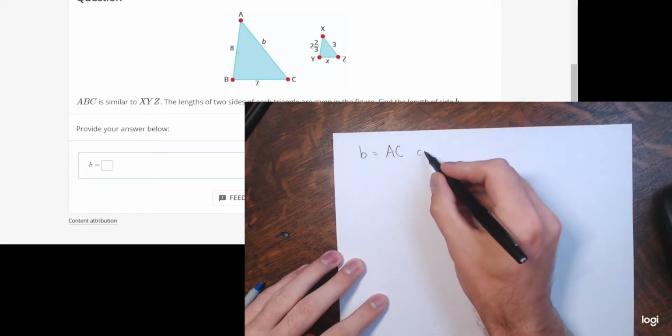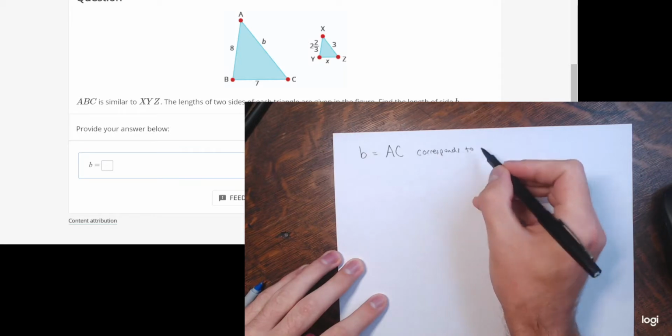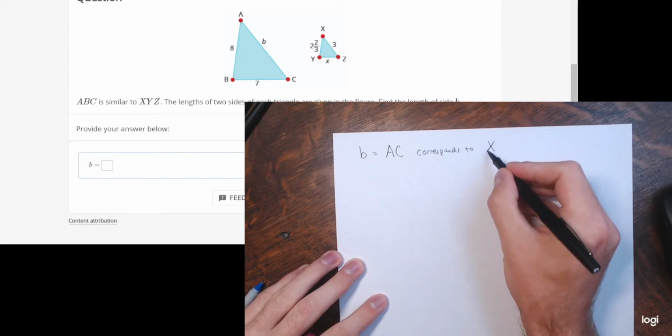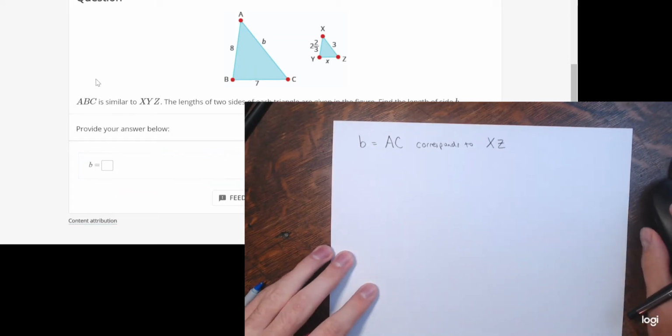And side length AC corresponds to side length XZ in triangle XYZ. Right? Look at the way they're named. AC are the first and third letter. So are X and Z in the other one. Right? You got to pay attention to how they're named. So AC corresponds to XZ, which is a length of 3.